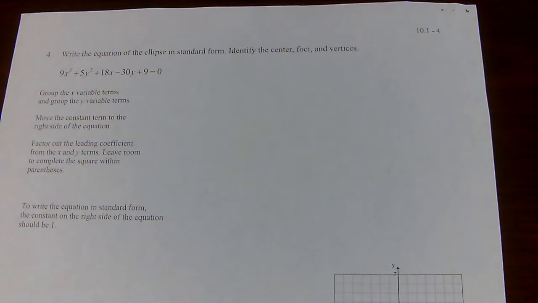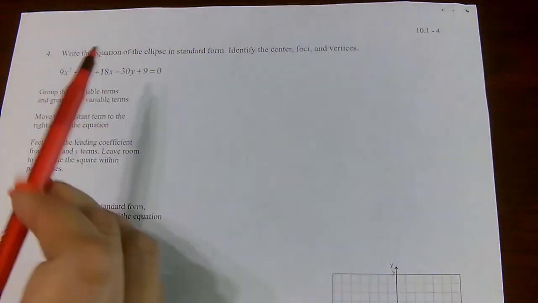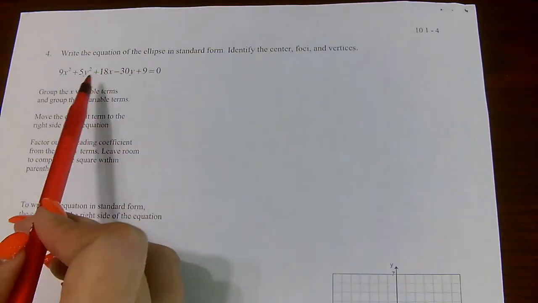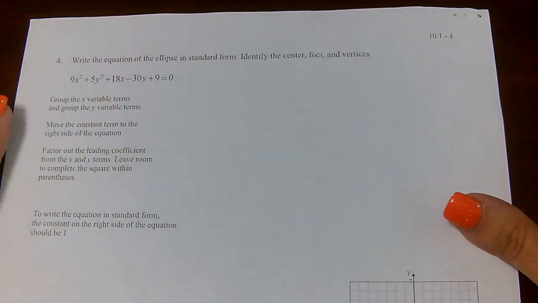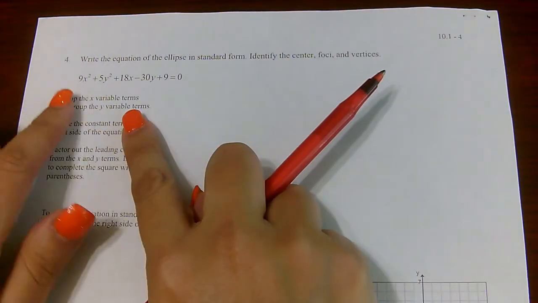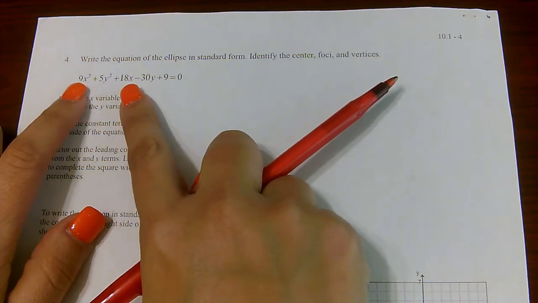Number 4 says to write the equation of the ellipse in standard form, and we're going to again identify the center, the foci, and the vertices. Now, when you see an equation similar to this, we want to do what is called completing the squares. Completing the squares is something that you should have done in college algebra, but I'm going to review that now. So, first thing you want to do in this case is combine our like terms.